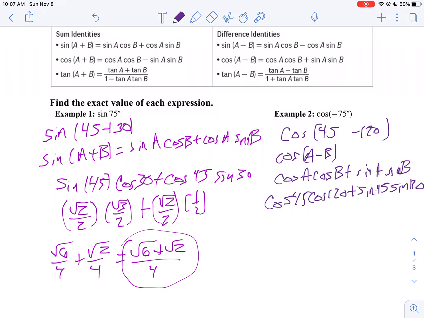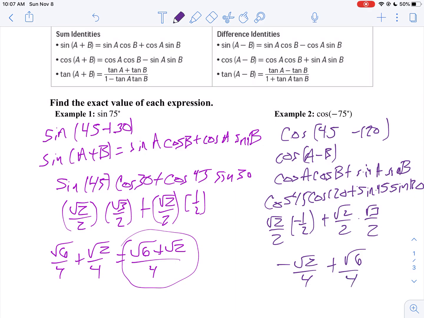Well, the cosine of 45 is the square root of 2 over 2. The cosine of 120 degrees is negative 1/2. Plus the sine of 45 is the square root of 2 over 2. The sine of 120 is square root of 3 over 2. Got to think about that for a second. Okay, so then we get negative square root of 2 over 4 plus the square root of 6 over 4.